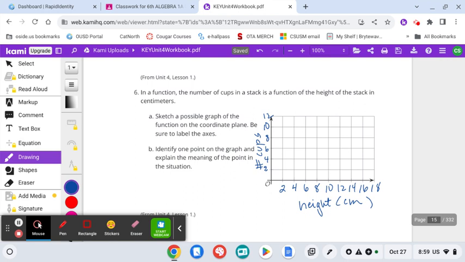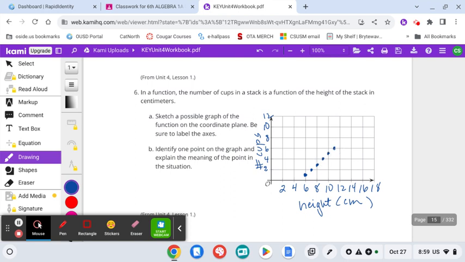So 6 centimeters was 1 cup. And then we're going up each cup by 1 centimeter.